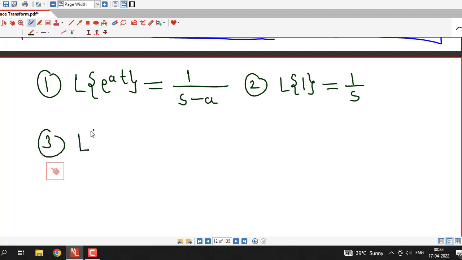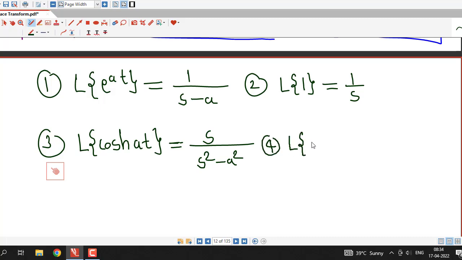And we have derived Laplace transform of hyperbolic functions. Laplace transform of cos hyperbolic at is given by s divided by s square minus a square, and Laplace transform of sin hyperbolic at is given by constant a divided by s square minus a square. Here denominator is common, s square minus a square. If we have cos, we will put s in the numerator. If we have sin, we will put a in the numerator.